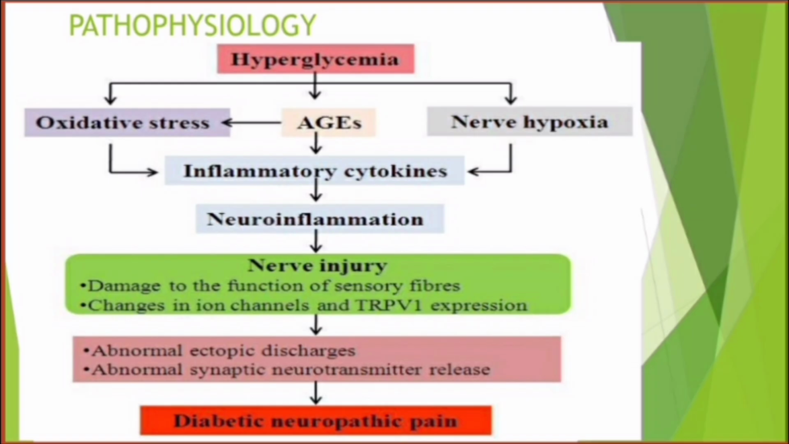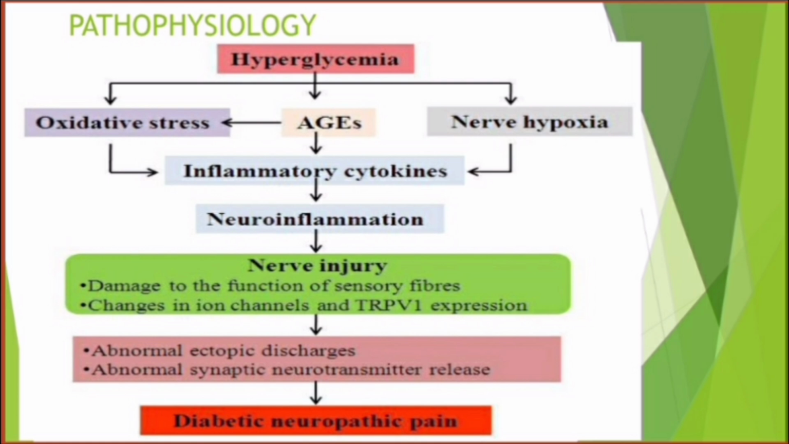Now we see the pathophysiology. One of the causes is hyperglycemia, which is a condition characterized by an elevated level of glucose in the blood. Hyperglycemia triggers three major pathways, that are oxidative stress, advanced glycation end products, and nerve hypoxia, which can lead to the production of inflammatory cytokines. Inflammatory cytokines cause neuroinflammation, which is inflammation of the nervous tissue. This is a critical step in the development of neuropathy.